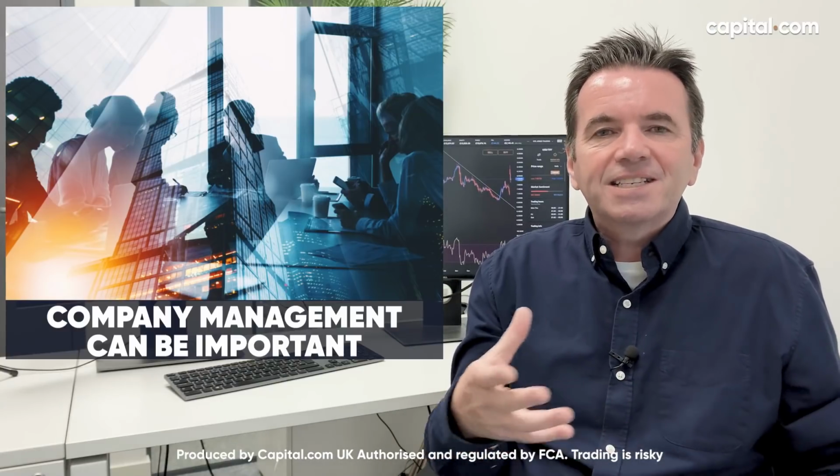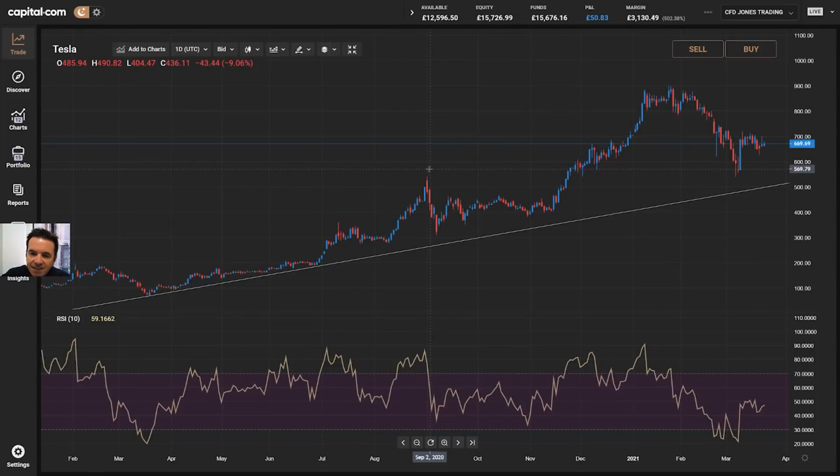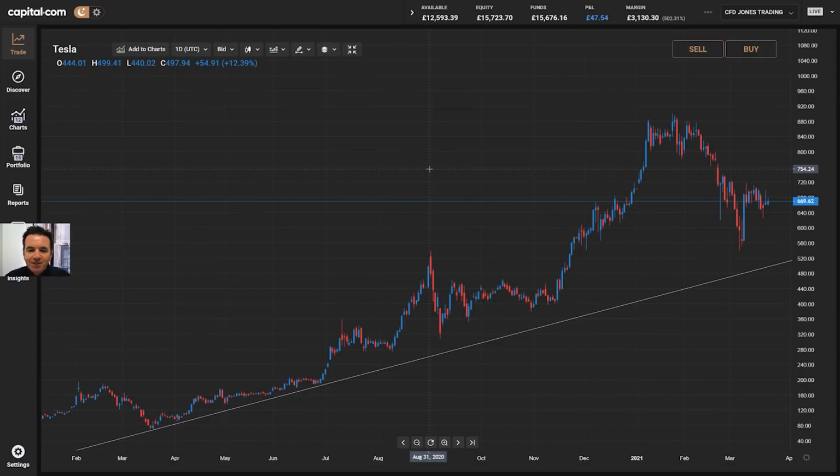But let's take a look at all of this. Let's take a look at a couple of stocks. Let's look at PE ratios, see how the share prices have performed. Let's jump back on the platform. I thought, as an example of fundamentals, let's take a look at Tesla. We don't need the RSI because we're not talking technicals today.